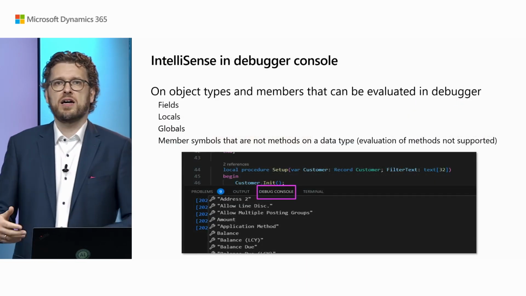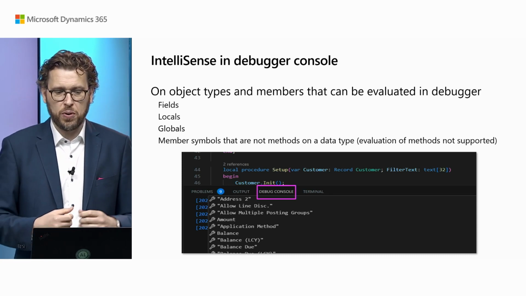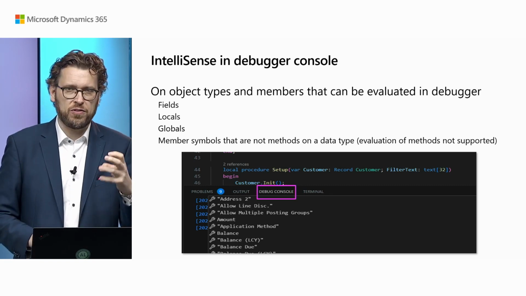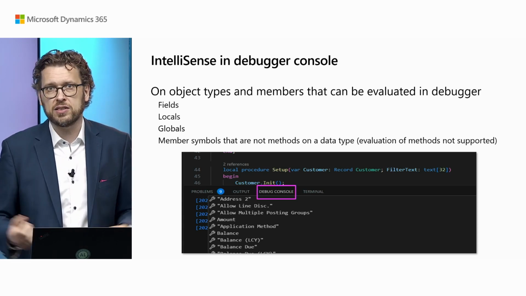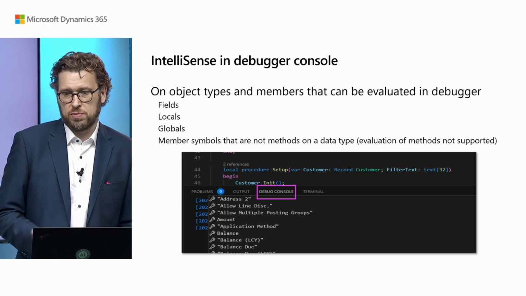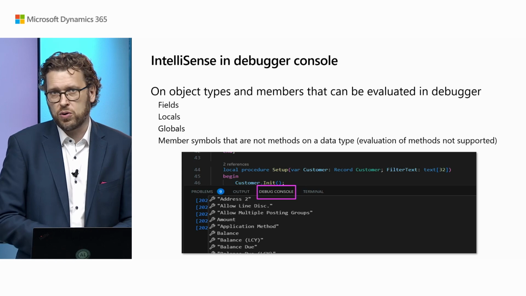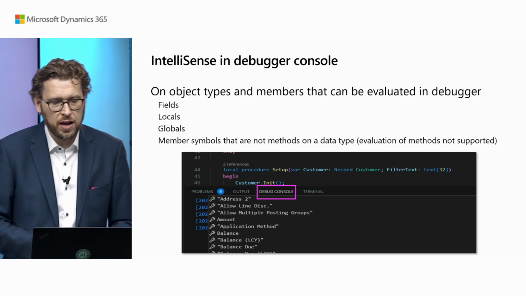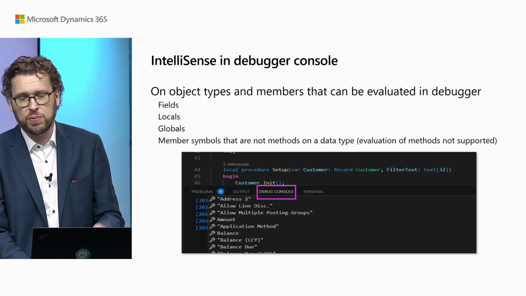Also, inside of the debugging experience, in the debugger console, we now support IntelliSense. So if you want to evaluate something, we saw before that I typed FFF in the phone number. If I wanted to evaluate that, I could get IntelliSense on phone number in the console. It's great for discoverability of what is available during debugging, but also just productivity to not type it, right? And it works on fields and locals and globals and on member symbols. But we don't have any evaluation of methods that is supported for this.